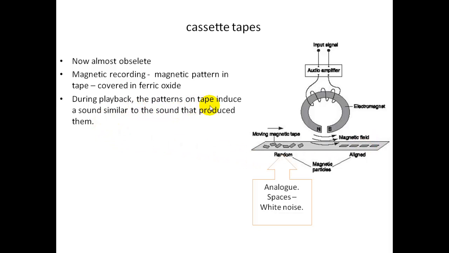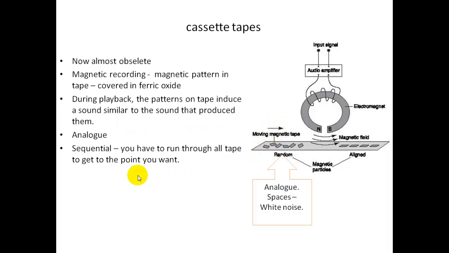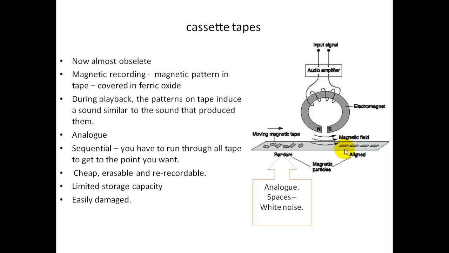During playback, the patterns on the tape induce a sound similar to the sound that produced them, and this is an analog form. The problem is it's sequential. If you want to get the middle track, you have to fast forward through the tape. There's no random access. An advantage is that they're cheap, they're erasable, you can tape over these, but there's not so much storage capacity, and they're easily damaged.